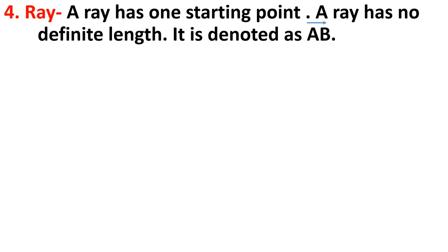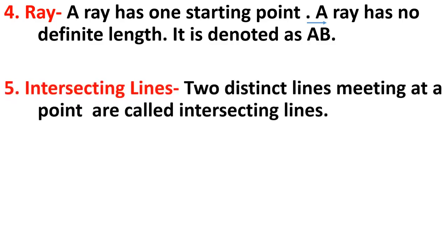After that, we have done intersecting lines. 2 distinct lines meeting at a point are called intersecting lines. When 2 lines meet each other at one point, those lines are called intersecting lines, and that point where they are intersecting is called the point of intersection.